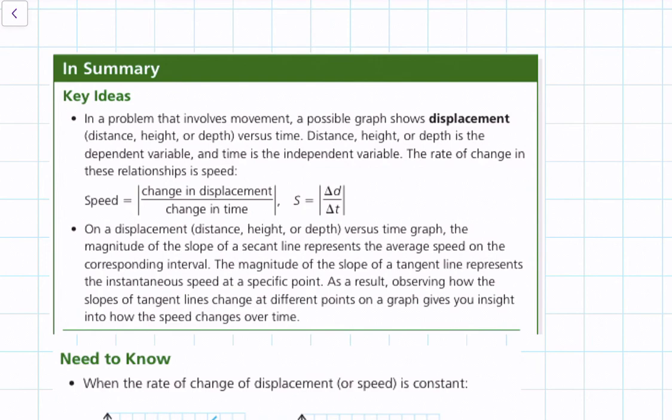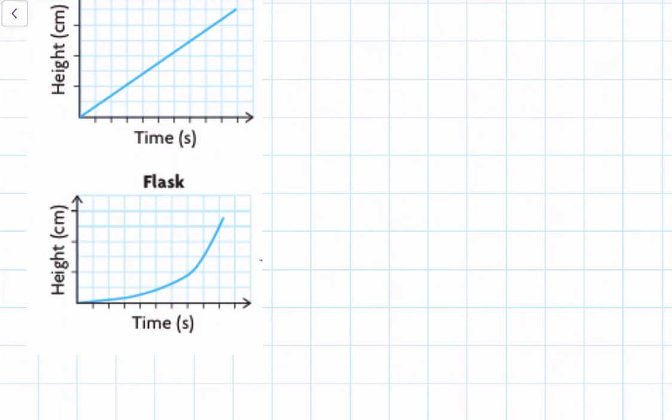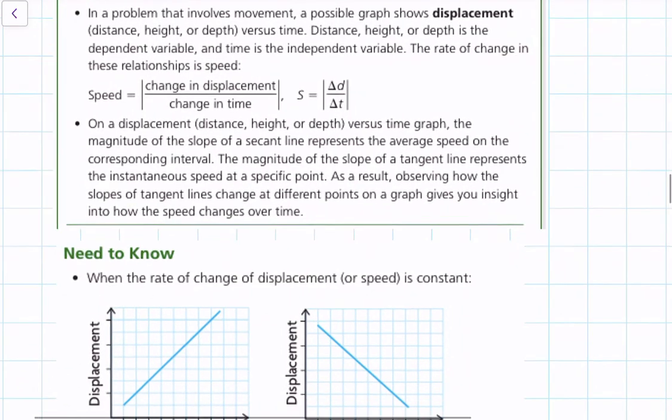And if we took the slope of a tangent line, so let's say we took it at a specific point, for example, this would be a great place we can use the tangent line. So let's say we took the tangent line here, that would tell us the speed at that point, or the instantaneous rate of change. As a result, observing how the slopes of the tangent lines change at different points in the graph gives you insight on how speed changes over time.